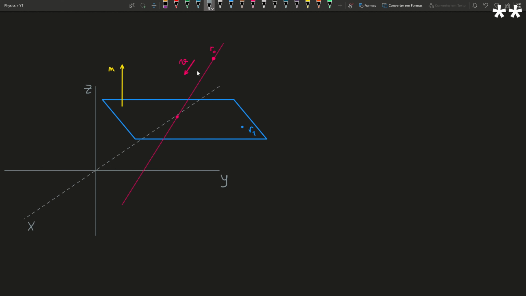We also find in this picture a line, and to describe a line we need two ingredients: a vector starting at the origin and landing on the line, r0, and a vector parallel to that line.